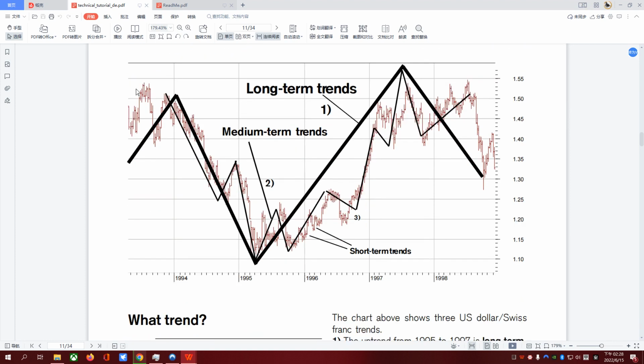Okay, here, because right now we have a clearer view of time frame.